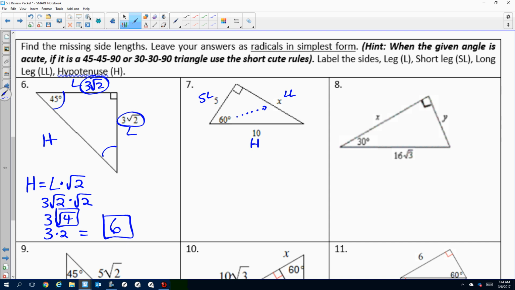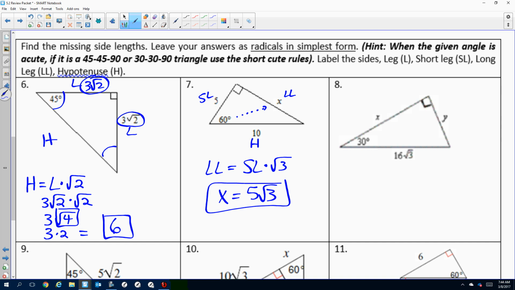Remember, short leg is home base, so I have my 5 to get my long leg. All I have to do is take whatever the short leg is and multiply it by radical 3. Basically, I'm just putting that number in front of the square root of 3. So x is 5 root 3, and we're done. Okay? It will be that simple. You recognize and understand the rules.